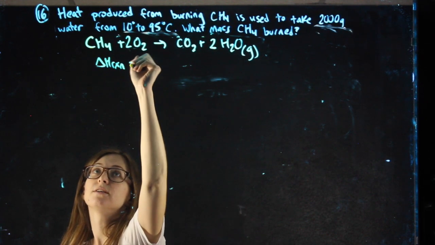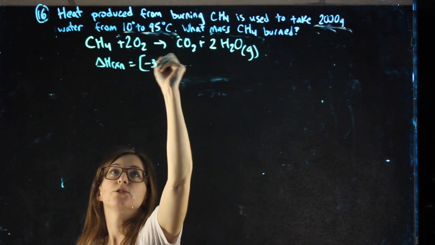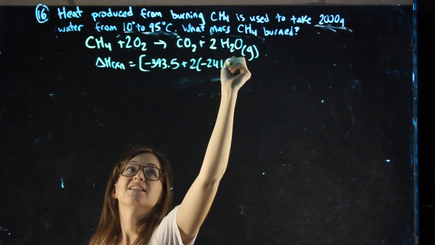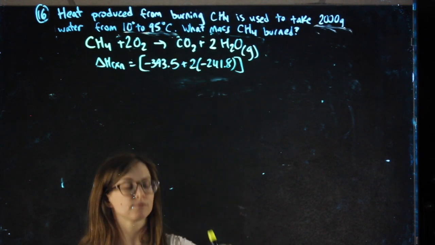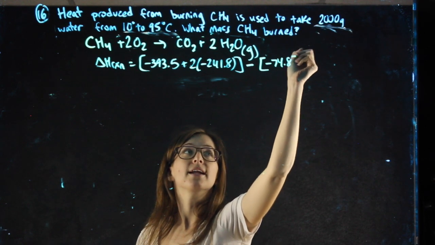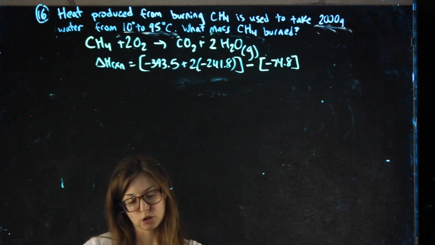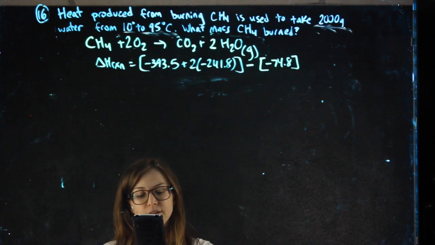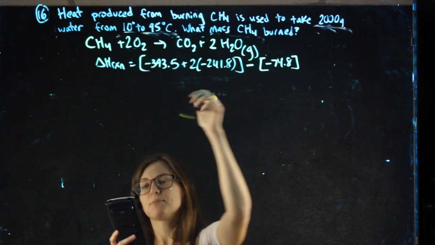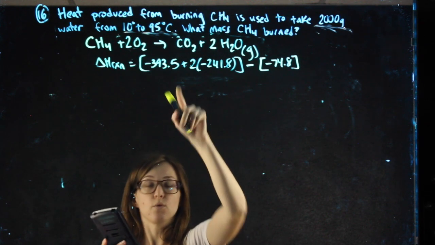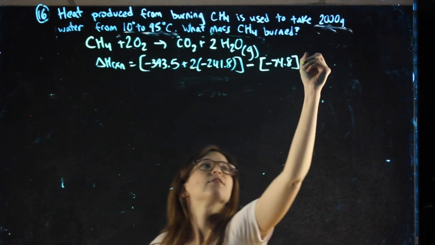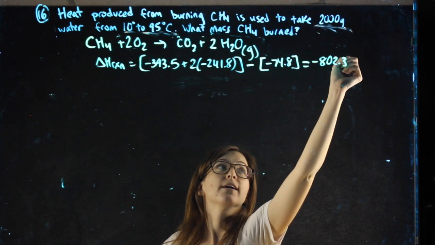Finding heat of reaction. Products, so CO2 plus 2 times the value of water as a gas. Make sure you picked the right value off the chart. Minus reactant, CH4 is negative 74.8. So, negative 393.5 plus 2 times negative 241.8. This simplifies to be negative 877.1 minus negative 74.8. My heat of reaction is negative 802.3.